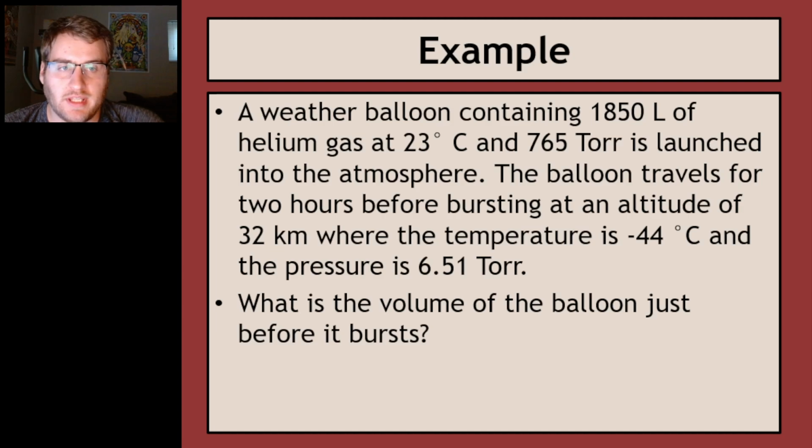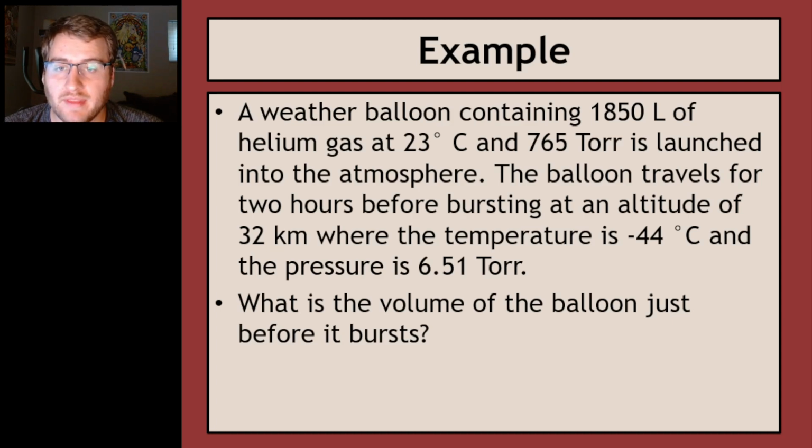Okay, we have an example here. It says a weather balloon containing 1850 liters of helium gas at 23 degrees Celsius and 765 torr. Torr's weird, but it's a unit of pressure. Is launched into the atmosphere. The balloon travels for 2 hours before bursting at an altitude of 32 kilometers. Who cares about that, how long it took to burst or how many kilometers it's at? But we now know its new temperature is negative 44 degrees Celsius and the pressure is 6.51. So right before bursting, this is my temperature and pressure of my balloon. And I want to know what's the volume of the balloon just before it burst.